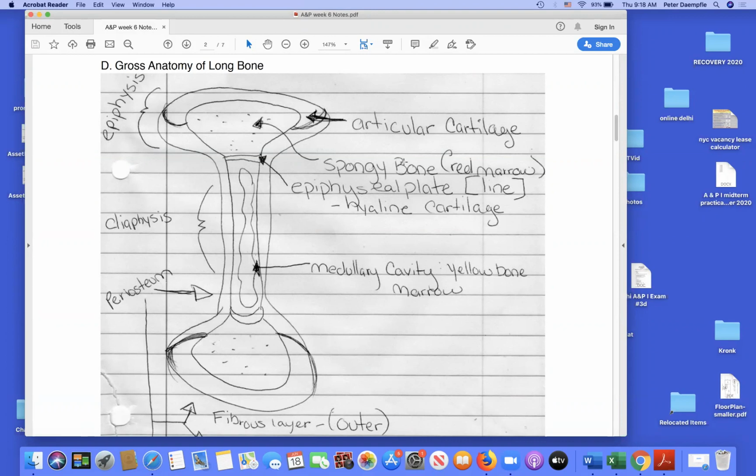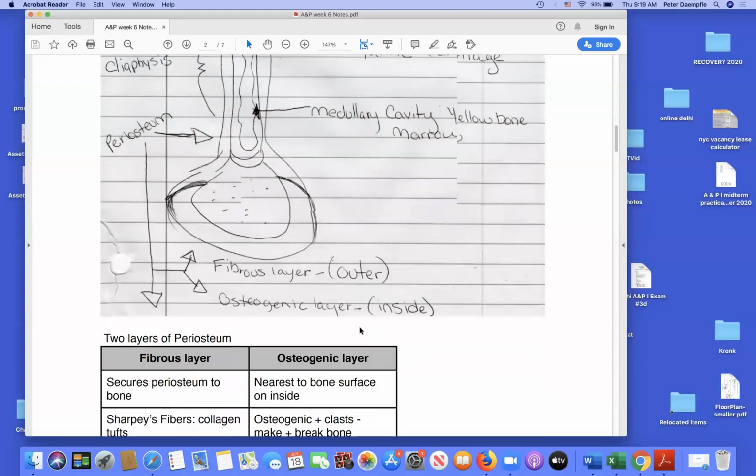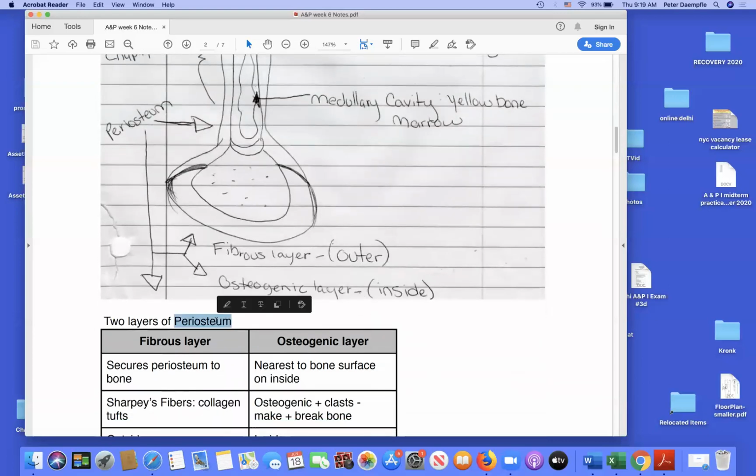You see the dots? That's the spongy bone. That's the red marrow, where you have red blood cell, white blood cell, and platelet production. The articular cartilage covers both ends of the long bone to protect it, insulate it, and cushion it. The periosteum is the covering of the bone that is not the articular cartilage. And the periosteum, again, that's the covering of the bone.